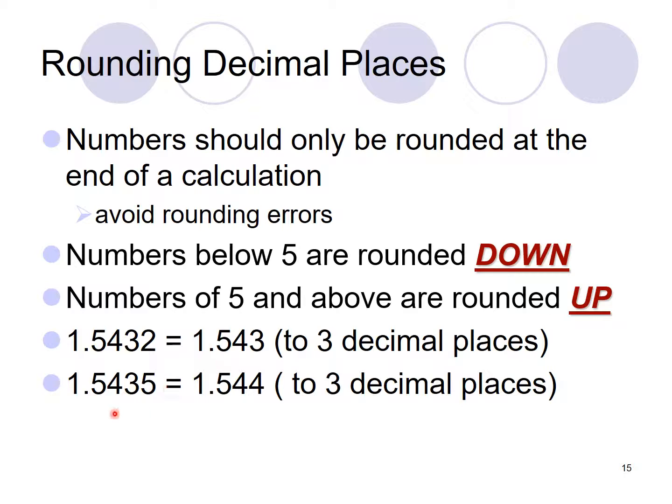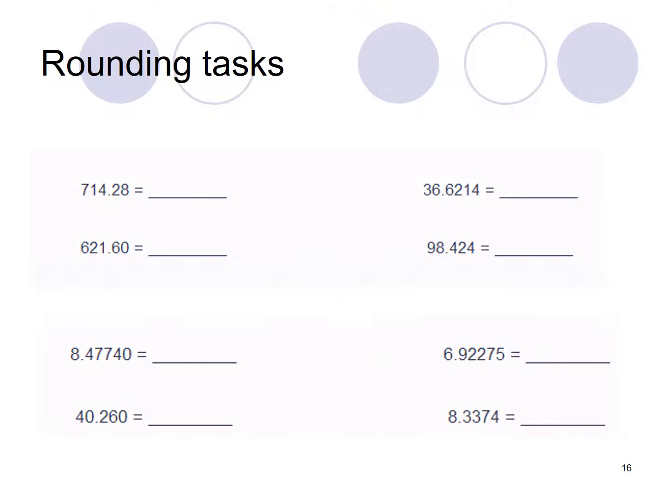In this case here, 5, we're rounding it to 3 decimal places. 5 is 5 and above. It's in this one here, so we round it up. So this 3 here becomes 4. The 3 becomes a 4 and it's been rounded up.